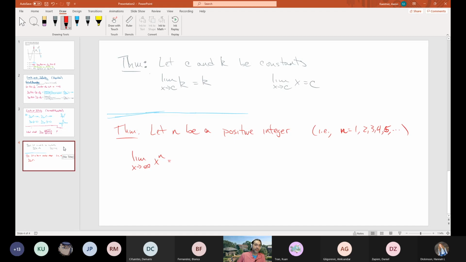Well, no matter what positive integer exponent I put in here, if I take a positive number and I take it to a positive exponent, and I let that get bigger and bigger and bigger, it's going to give me back a bigger and bigger and bigger number that's still positive.